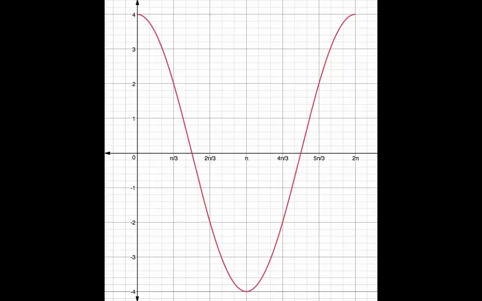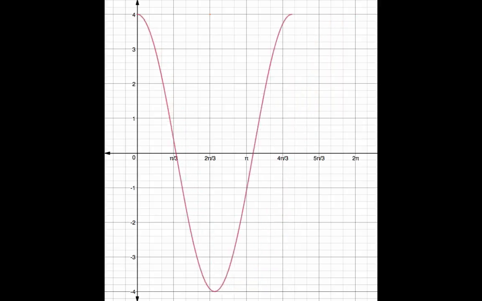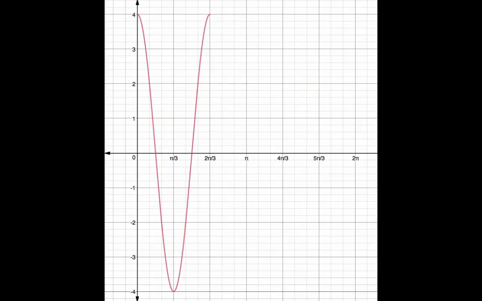Next, I'm going to change my coefficient of x, or my value for b. This will squash it together so that my graph maintains its maximum and minimum of 4 and minus 4, but is now between 0 and my period of 2 pi on 3. This gives me 5 important points: a starting point and an end point. Halfway between those two x values, I will get my minimum of minus 4, which is down here.